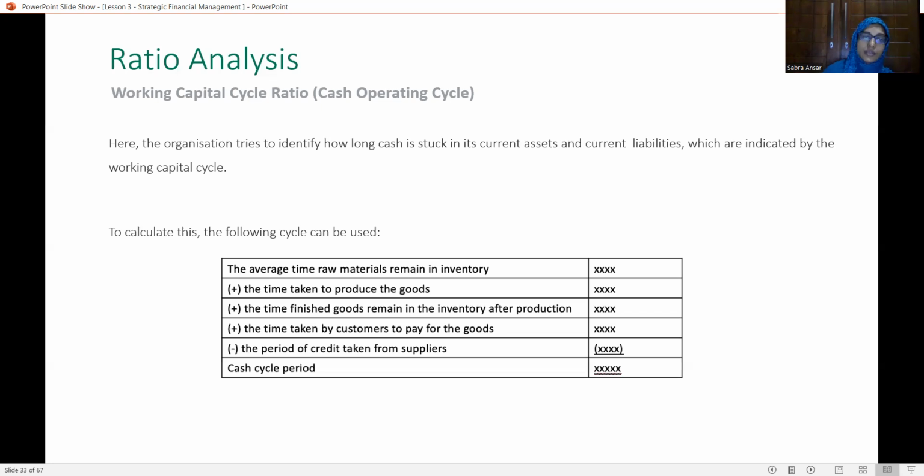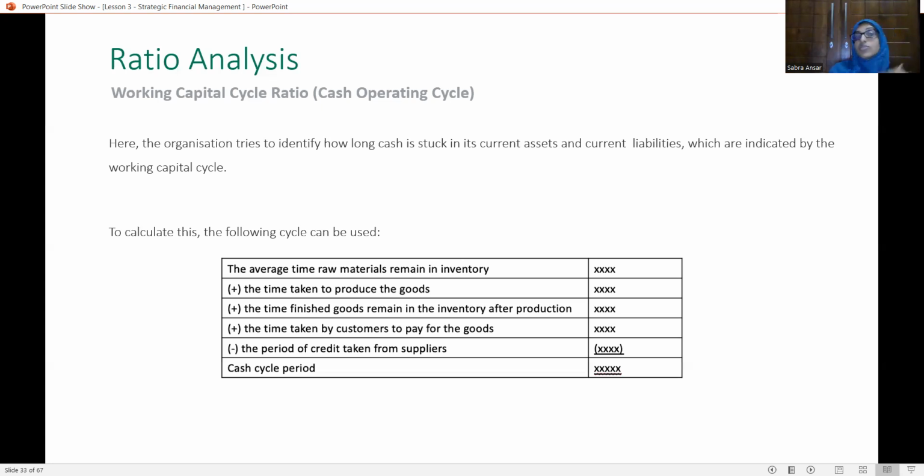cycle. So here we will basically first have the average time raw material remains in an inventory. Okay, so basically here what we will look at is, when it comes to the raw materials, how many days do the raw materials stay in the company stores? You look at that. And then the time taken to produce the goods will be taken in, and the time finished goods remain in the inventory after the production will also be added.